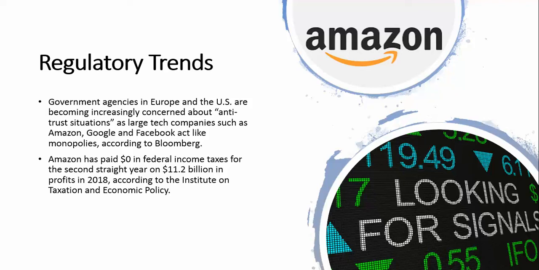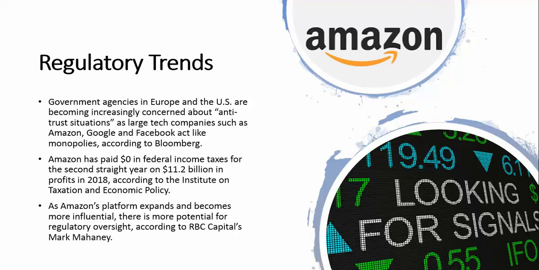Notice we're not getting into recommendations here or opinions. We are simply talking about the analysis. And then in the marketing plan, this is where we will then bring in recommendations based on this type of research. Here's another example. Amazon platform continues to expand and becomes more influential. There's potential here for more regulatory oversight, according to some of the expert analysts like Mark Mahaney of RBC Capital.